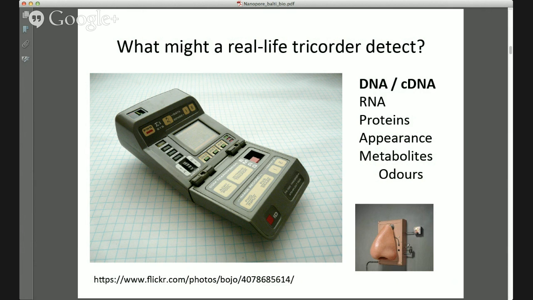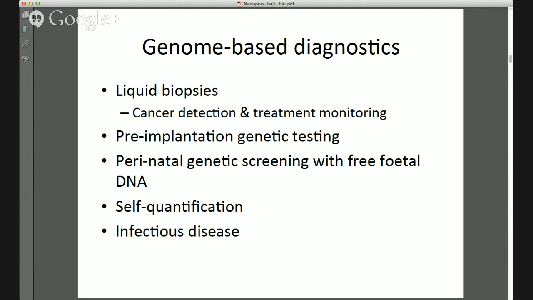And there are other things we could detect in a sample. You know, look at its appearance on a microscope. This idea of a molecular nose that can detect metabolites, and there has been evidence that dogs can sniff out cancers, and biofilms produced by Staph aureus have a particular odor. But I'm very much of the belief that our first version of a real-life tricorder is going to be a genome-based assay, and there's already good proof of principle that genome-based diagnostics can do plenty of things that are relevant now.